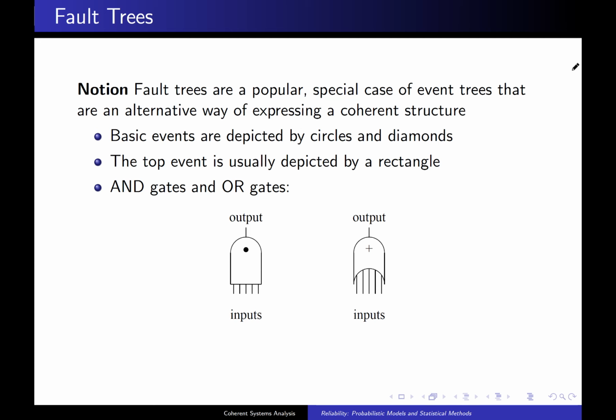Basic events are depicted by circles and diamonds. We'll use circles here. The top event is usually depicted by a rectangle, and AND and OR gates look like below. On the left-hand side is an AND gate, and on the right-hand side is an OR gate. And we'll see on subsequent slides how those are used to specify the arrangement of components in a system.